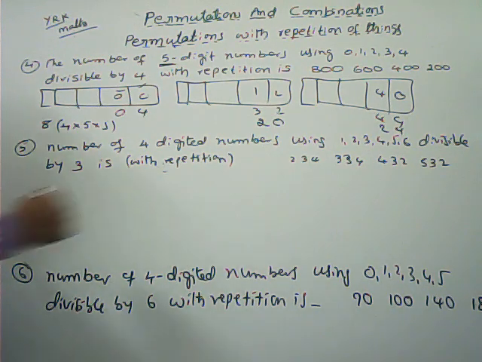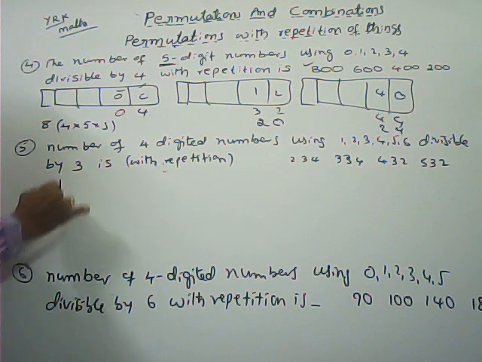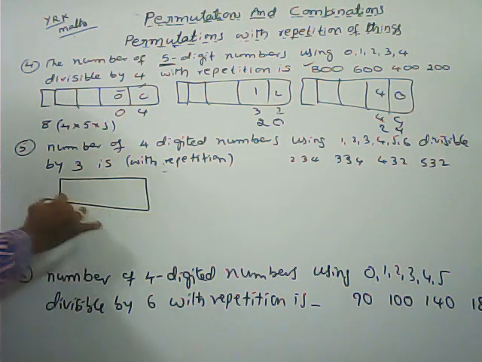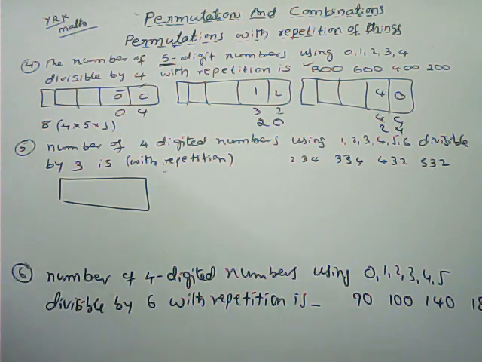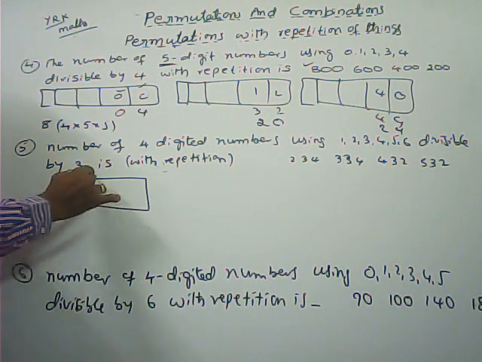That is the answer. Next one, the number of 4 digit numbers using 1 2 3 4 5 6 divisible by 3. Here we want 4 digit numbers, divisible by 3. Divisible by 3 means divisibility rules are there.